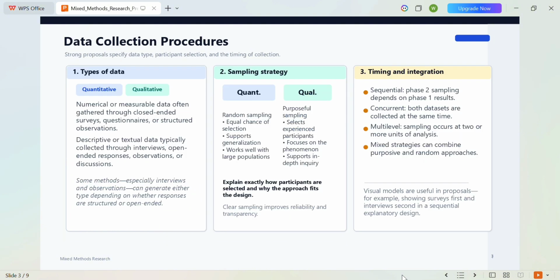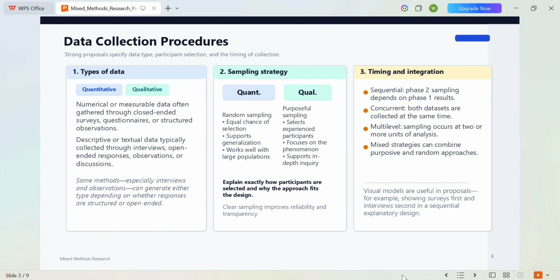Let's dive into the data collections procedures. First, we will analyze types of data. Quantitative data includes numerical data like percentages, averages, or survey responses. Qualitative data includes descriptive data such as interviews or open-ended survey responses.